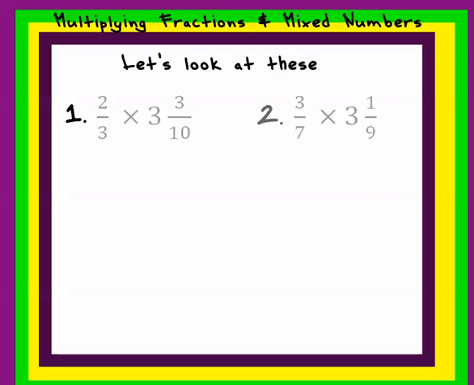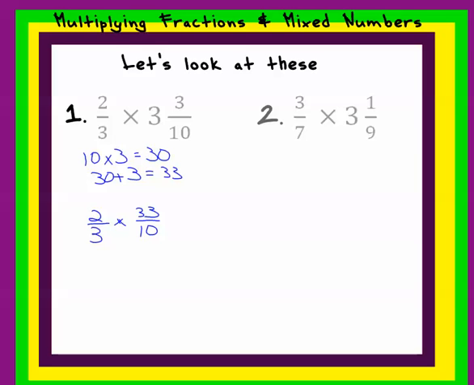All right, a couple more examples before we wind up our lesson. We're going to take 2/3 times 3 3/10. So let's start by making 3 3/10 an improper fraction. So 10 times 3 is 30, and 30 plus that extra 3 is 33. So I have 2/3 times 33/10.